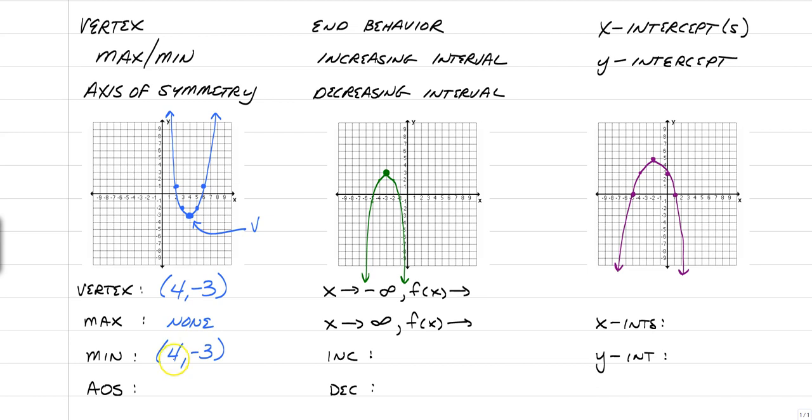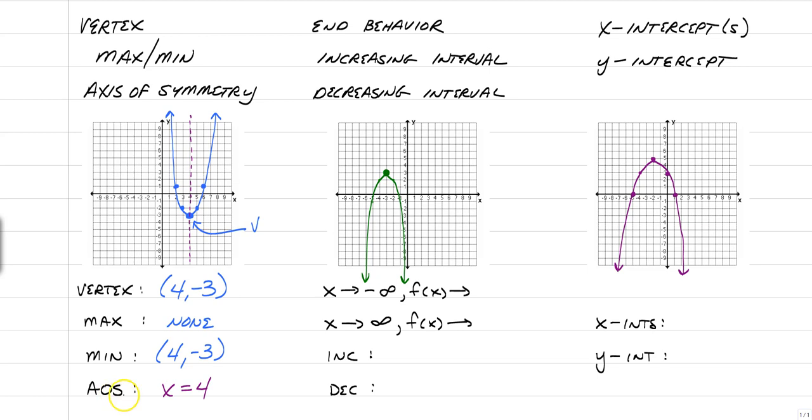Now, an axis of symmetry is always going to go through your vertex. So the axis of symmetry here is a vertical line that splits the parabola in half, and the axis of symmetry is x equals 4, because you remember a vertical line is x equals the x coordinate.